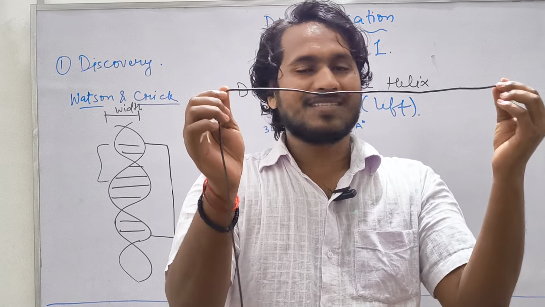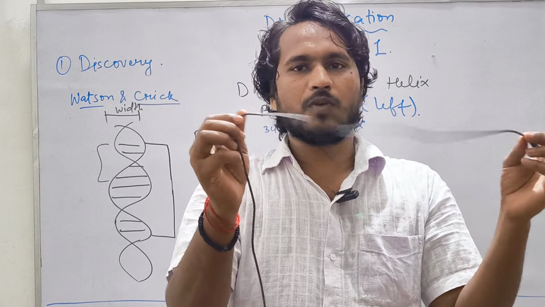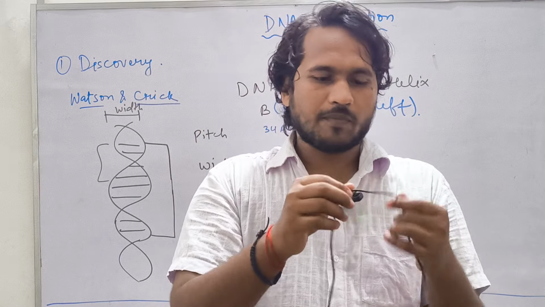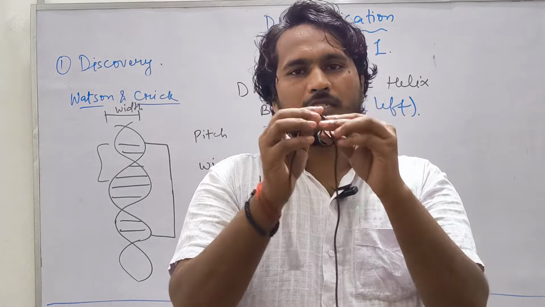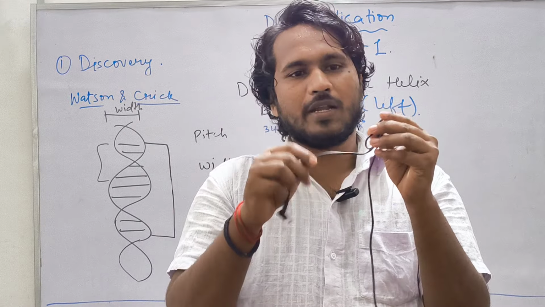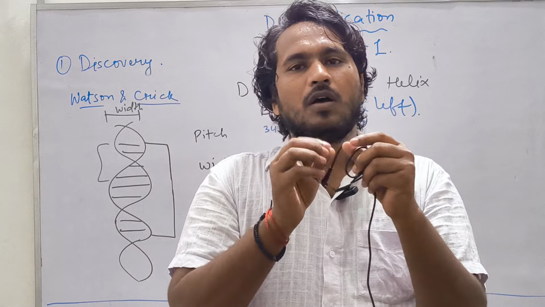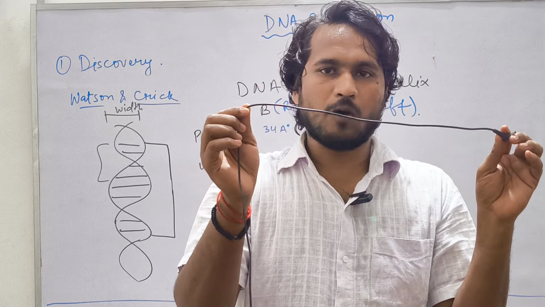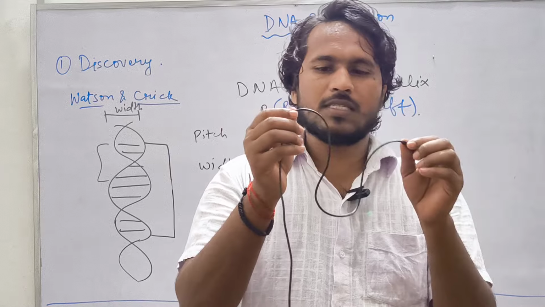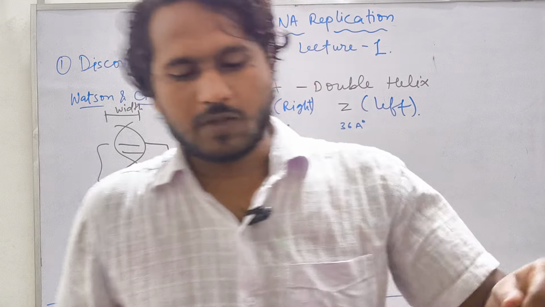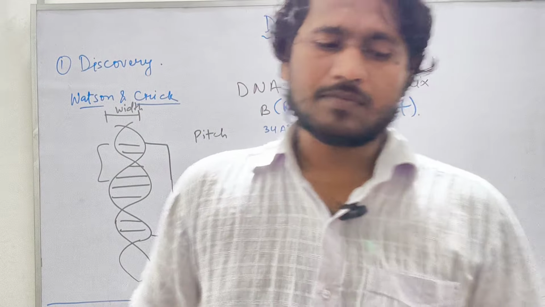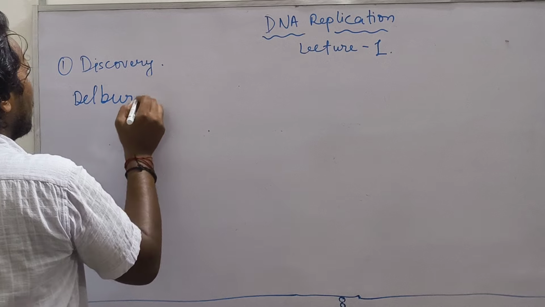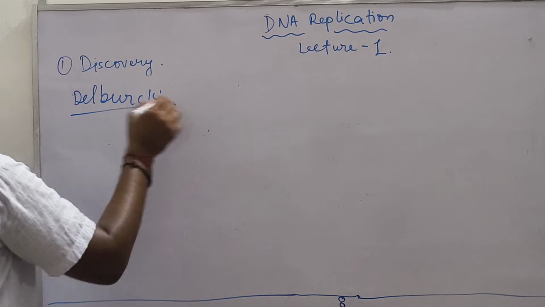Such a thing is done by topology. That is the terminology we are using. The topological change is very important to make it single stranded and make it possible to copy it. So this is something we have to understand. For that, one scientist came. His name is Dilberg. So Dilberg came.